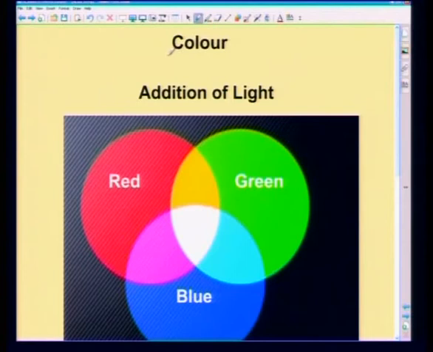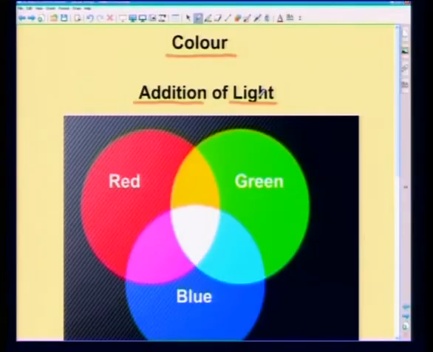Now we're going to specifically begin to talk about colors, how we perceive things, how we see things, and how light helps us to see things. Now, let's come to this section here. We're talking color, and this time we're talking addition of light. Now, when we add lights of different colors together, or to be specific, of different frequencies together, what other colors do we come up with?